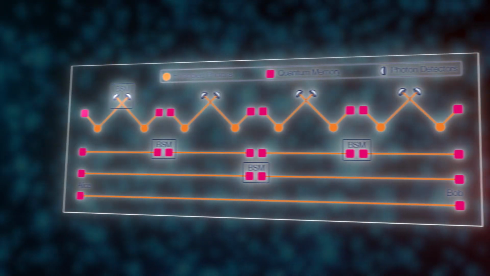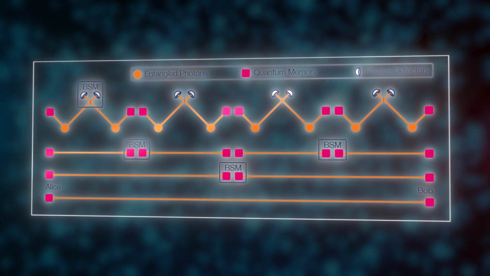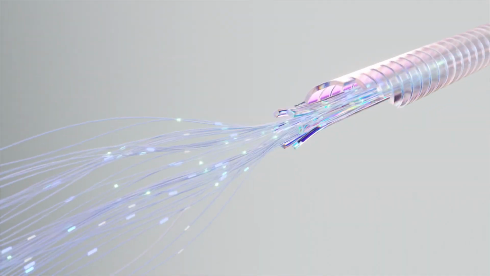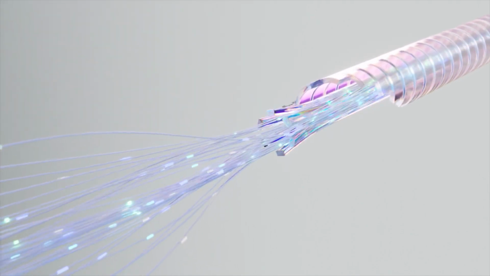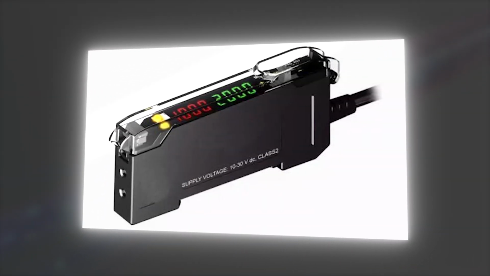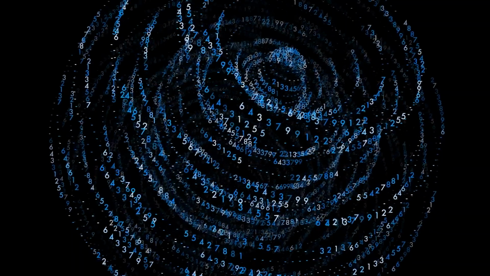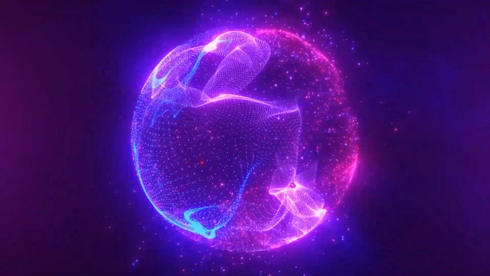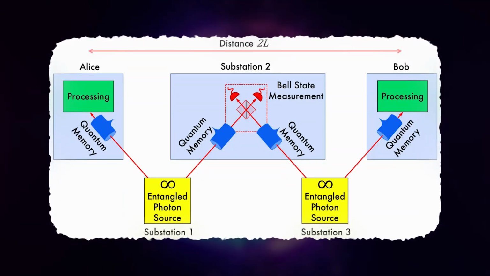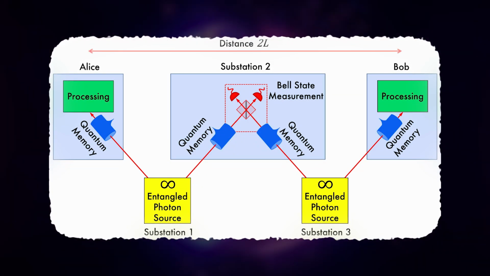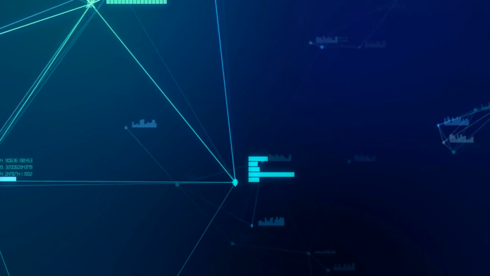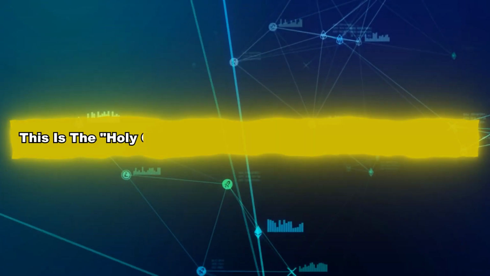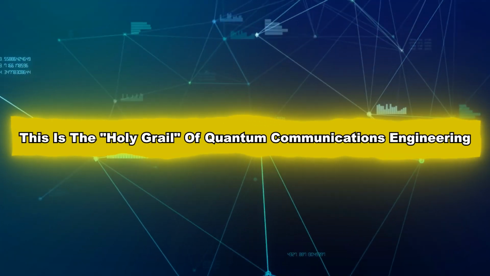The biggest engineering hurdle we face right now is the quantum repeater. In a standard fiber optic cable, the light signal fades over long distances, so we use amplifiers to boost it. But you can't amplify a quantum signal because that would require copying the qubits, which, as we know, is impossible. To build a global quantum internet, we have to develop quantum repeaters that can catch a qubit, store it in a quantum memory without collapsing its state, and then teleport it to the next node in the chain. This is the holy grail of quantum communications engineering.